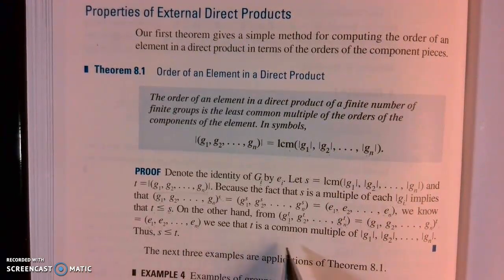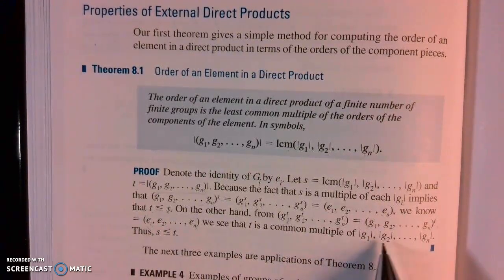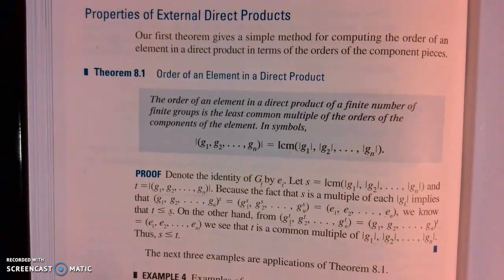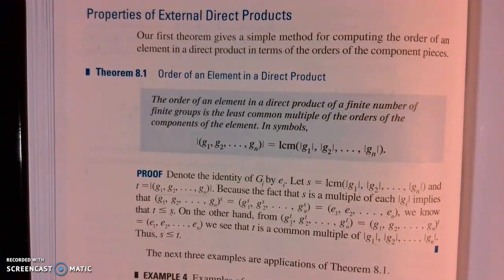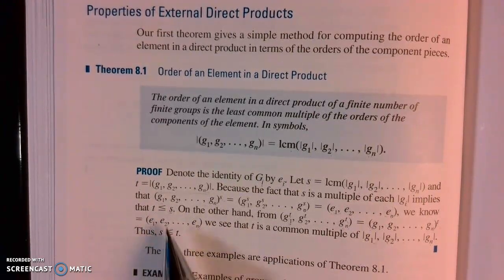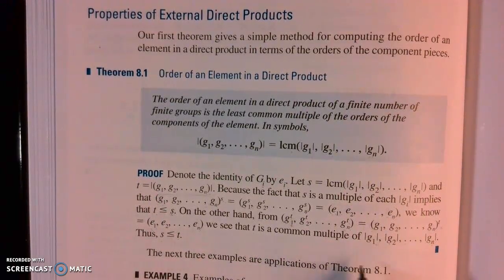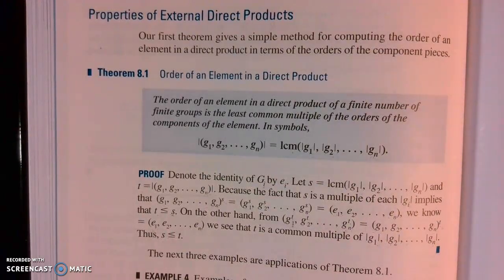It follows that T is a common multiple of all these orders. That's why S is less than or equal to T. From these two opposite inequalities, we conclude that S and T are equal, and this proves the theorem.